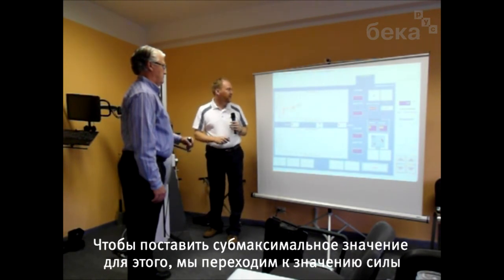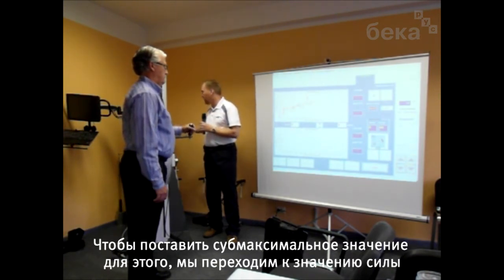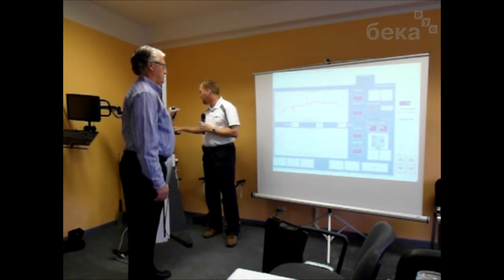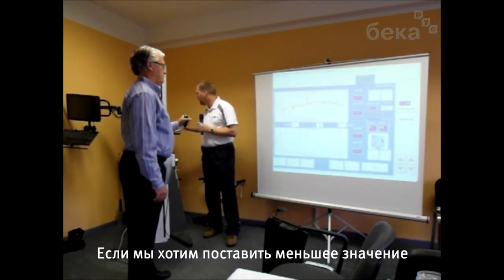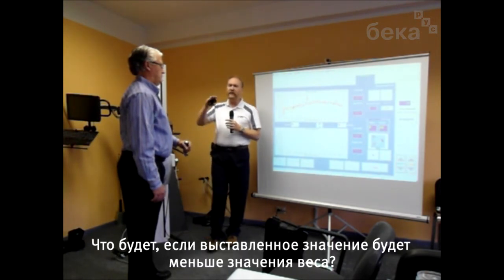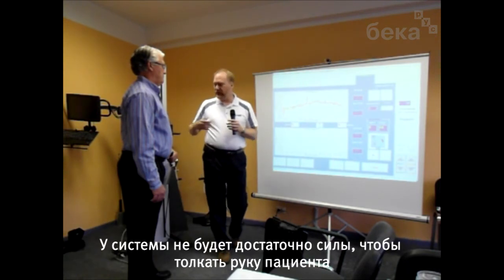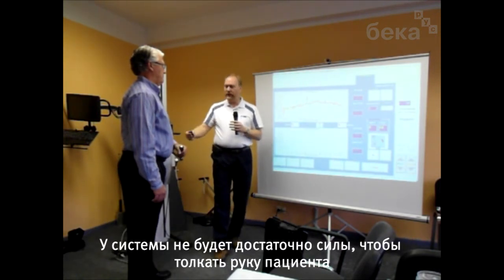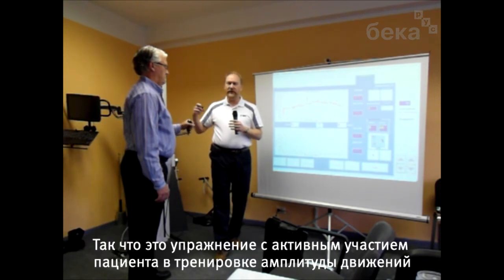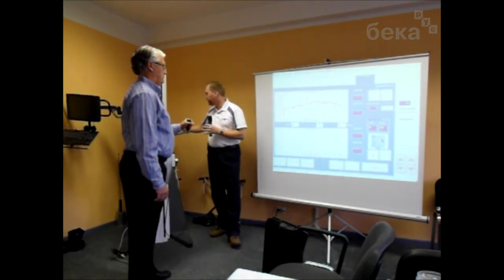So to set a submax value for that, we can go to the target force and type in a value. His was 10, so if we want to start lower than that, we can maybe do 3. What happens if you go lower than the weight, the machine will not have enough force to be able to push the person's arm, and they'll have to actively assist it. So it becomes an active assist range of motion exercise with a target force to lift just the weight of their arm.